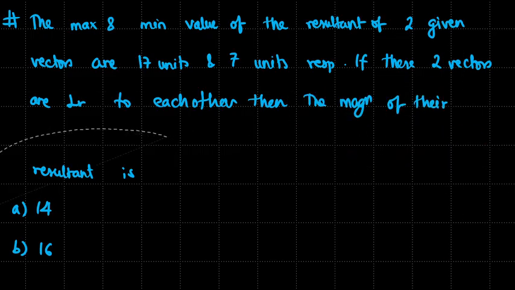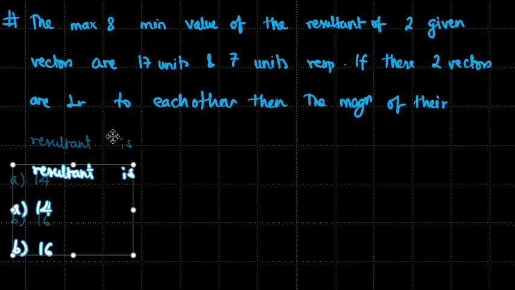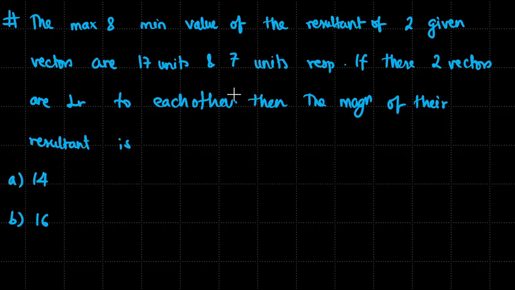Actually, I thought that the maximum and minimum resultant were given, so I thought there was going to be a value between these. 14 is definitely in between 17 and 7, so it is possible. That's why I was going to say this is the answer. But I saw 16 and I was like, huh? So I checked the question once again. Option A is 14, option B is 16, option C is 18, and option D is 13.